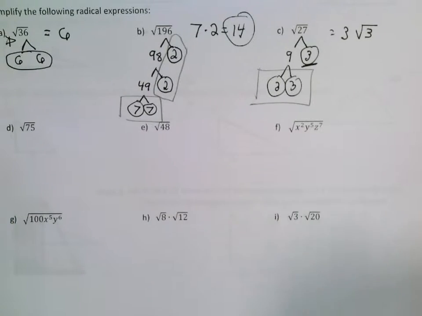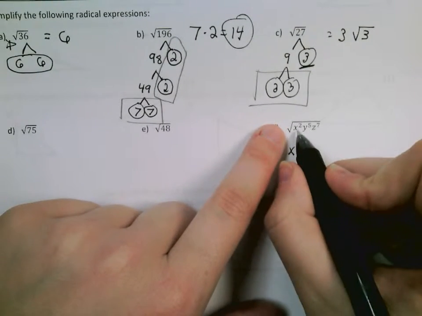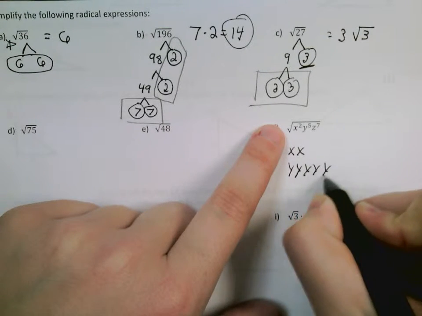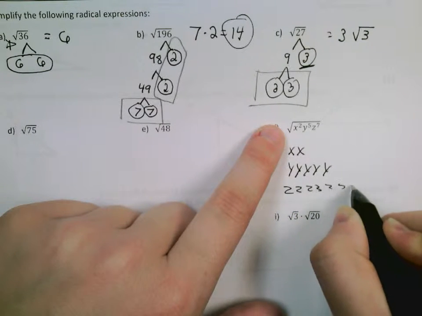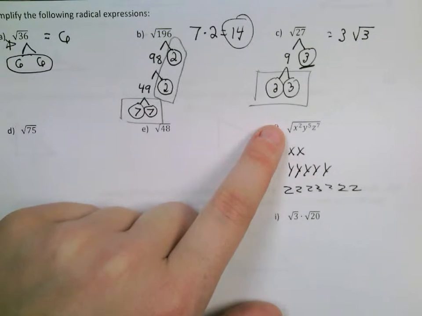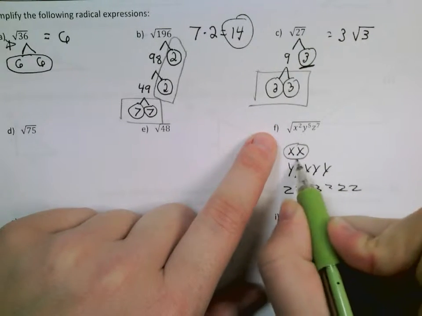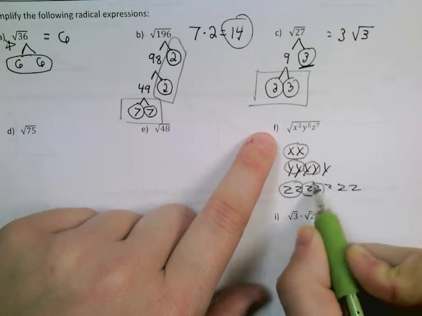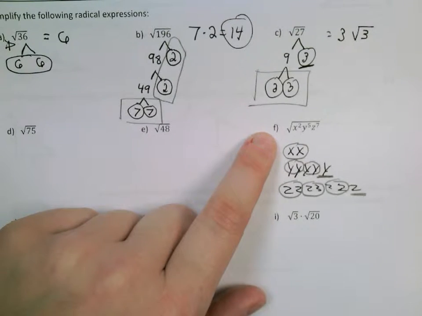If you recall any of the ones with variables, I would highly recommend you write out how many you have. So I have 2 x's, I have 5 y's, 3, 4, 5, and 7 z's, 2, 3, 4, 5, 6, and 7. Then go through and say, what type of pairs do I have? Well, here's a pair of x's, here's a pair of y's, here's a pair of y's, pair of z's, z's, and z's. Keep in mind that this y and this z did not have a partner.